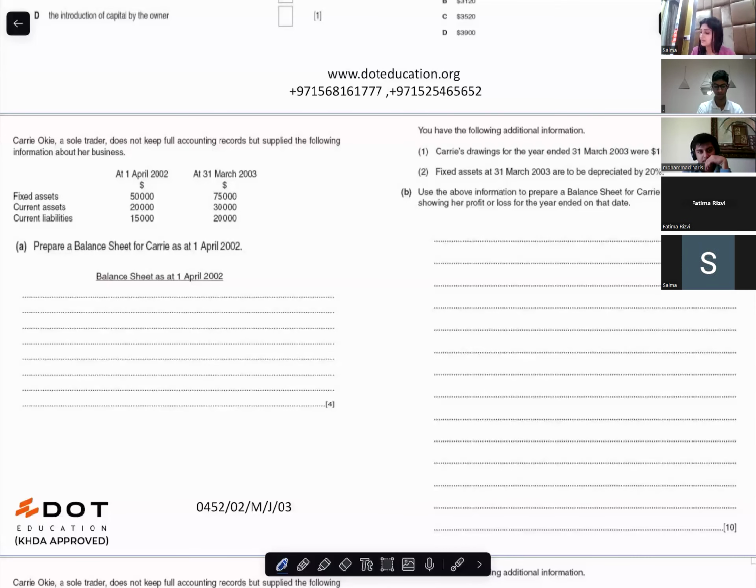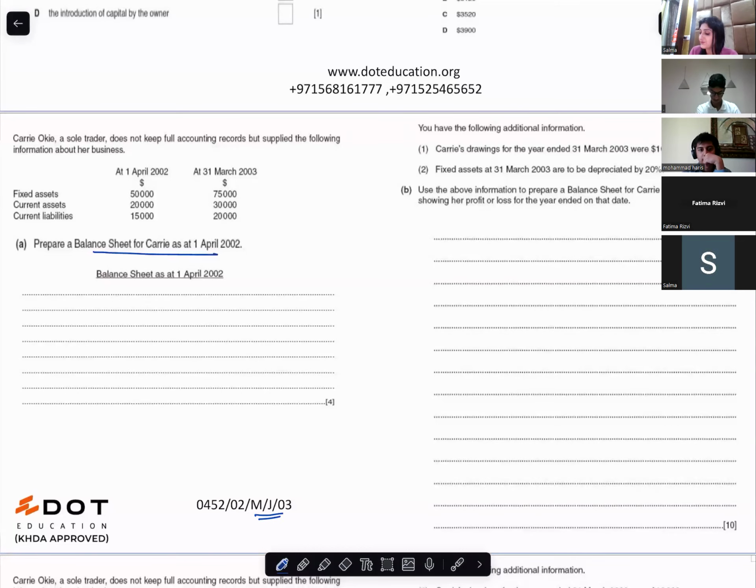So we are in this May-June 2003, paper 2. And we have a sum of Karaoke. We have to prepare a balance sheet for 1st April 2002. Come on, tell me how will we prepare?